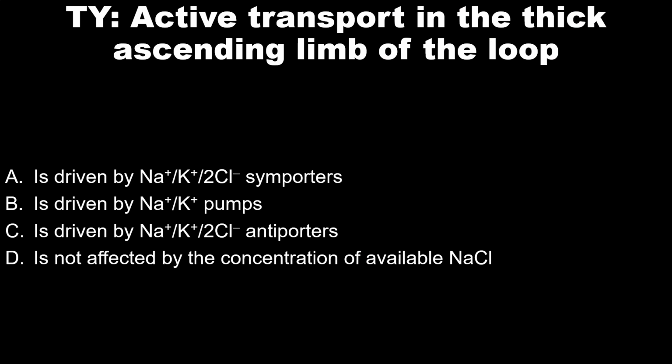Now, let's do a little bit of test yourself before we end. Active transport in the thick ascending limb of the nephron loop is going to be driven by sodium potassium 2 chloride symporters, right? They're moving things in the same direction.